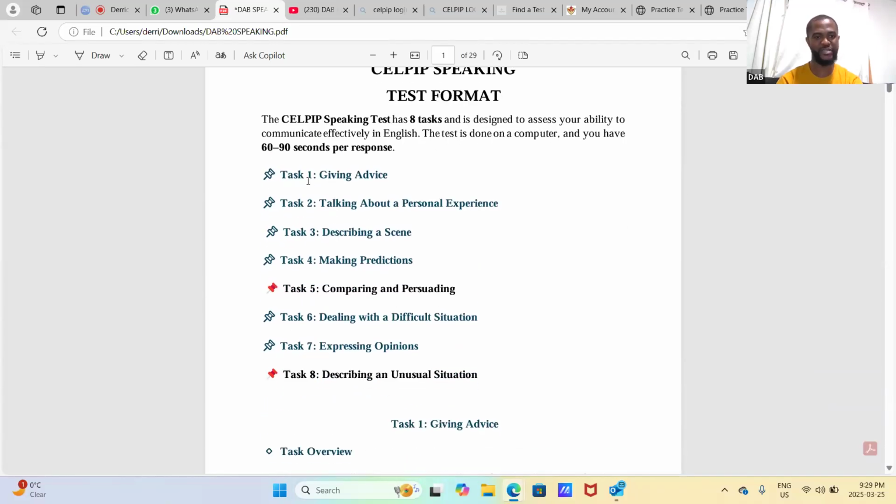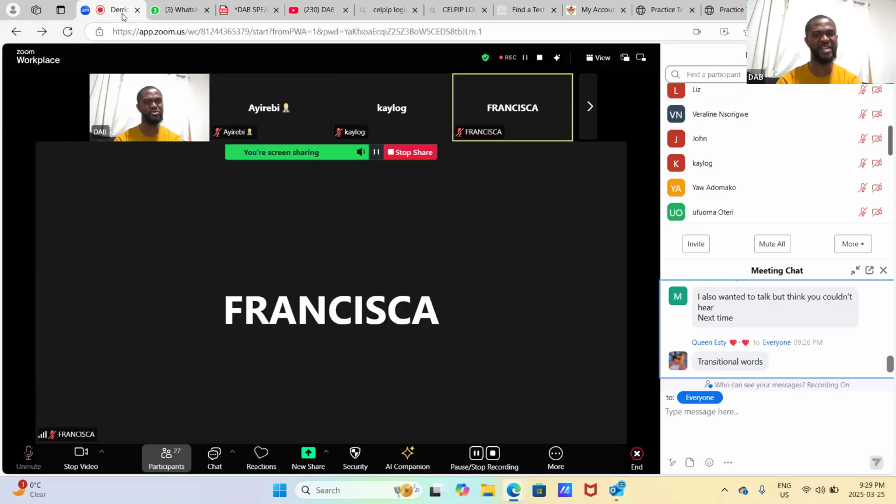So we've covered from task 1 to task 6. The next time that we meet, we will look at expressing opinions and describing an unusual situation. The CELPIP is not that simple, so let's keep on practicing more. As we keep on practicing, we will become conversant with certain things. We will be aware of some mistakes that we can get rid of before we go in for our CELPIP test. And I hope that by the end, we'll have the required result that we are looking for.